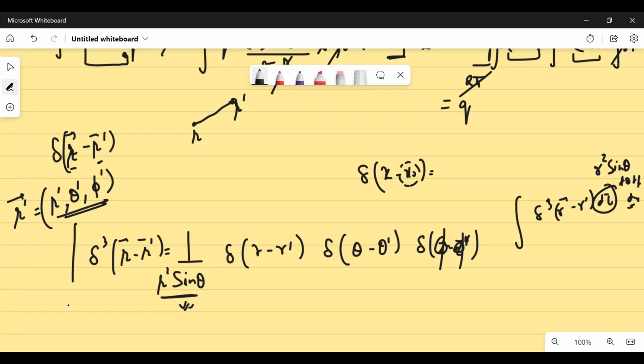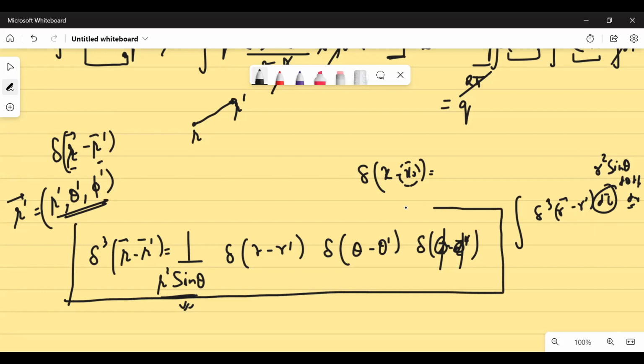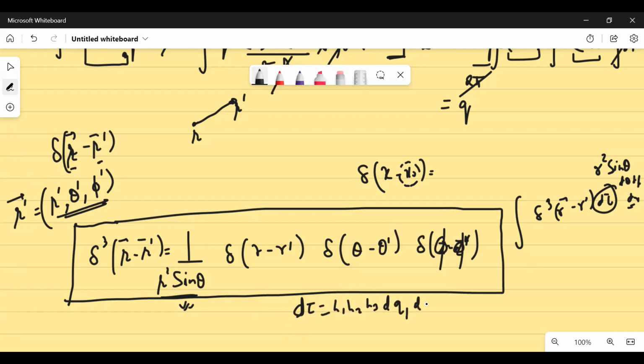So in three-dimensional representations, you have to divide by the scale factors. Those scale factors are something you know from your orthogonal curvilinear coordinate system. For three-dimensional spherical polar coordinates, your d tau is given by h1, h2, h3 dq1, dq2, dq3, where q1 is r, q2 is theta, and q3 is phi. And h1, h2, h3 will be 1, r, and r sine theta. So this is r square sine theta, d theta, d phi, and dr. Is that clear to you?